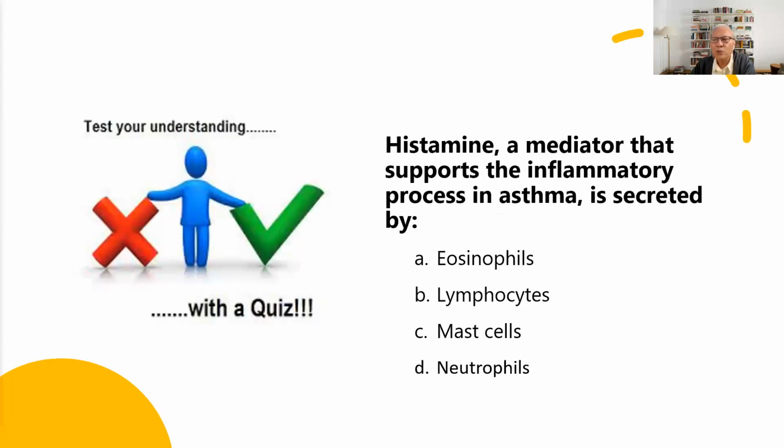All right, so let's go to this question. Histamine is a mediator that supports the inflammatory process in asthma. It is secreted by what? Okay. Could you just type in your answer? Okay, good. The correct answer here is letter C. It is going to be secreted by the mast cells, right?